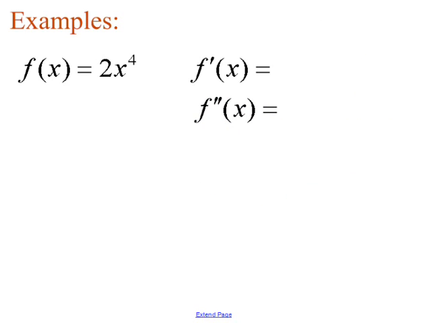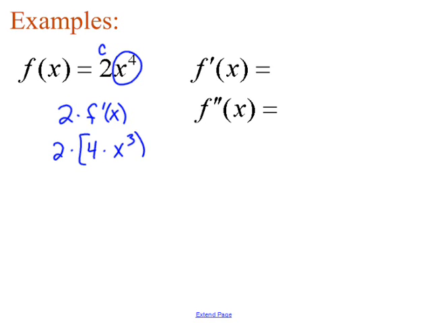Okay, so where is that useful? Here's my constant. Here's my f of x. I can do 2 times the derivative of f of x. And so I know the derivative of f of x from the power rule is just 4 times x cubed. And so now I just put 2 times 4, which is 8, x cubed.